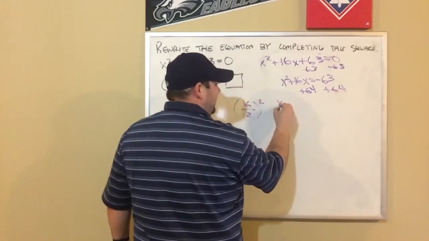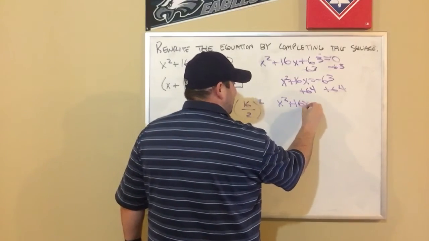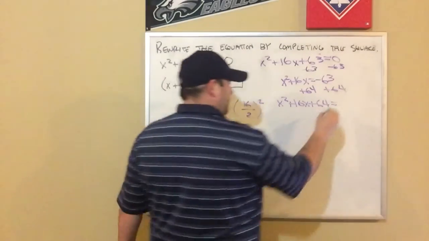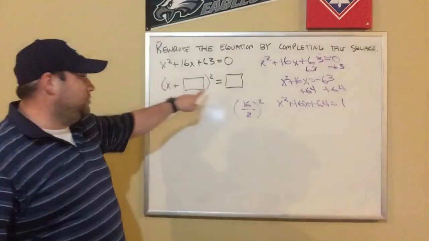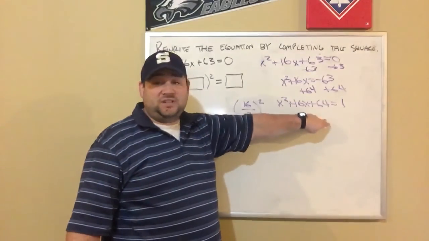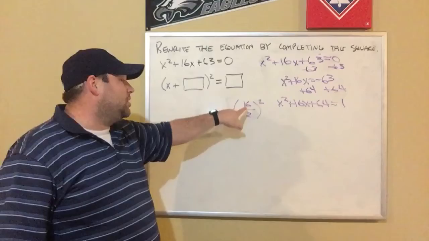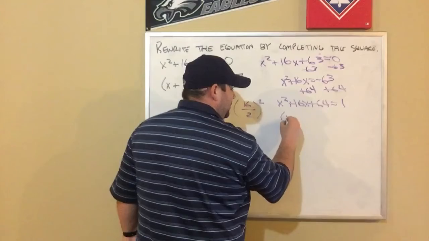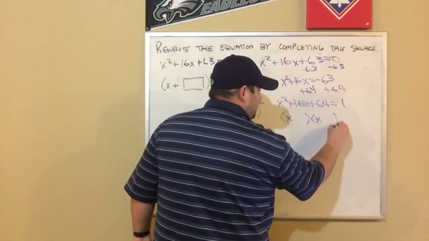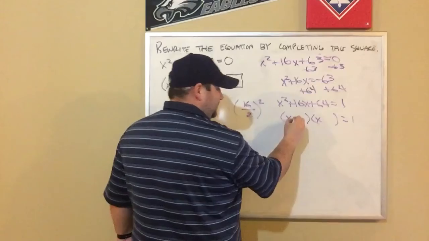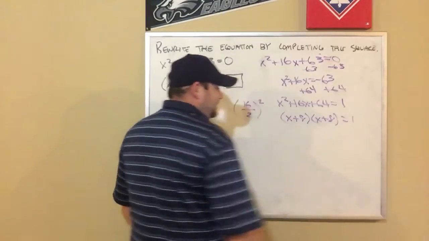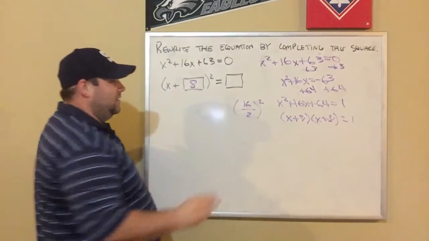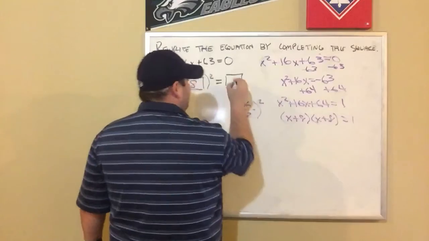So when I do that, I now get x squared plus 16x plus 64 equals negative 63 plus 64, which is 1. Now I've created a perfect square. That was the whole point of taking the b term, dividing by 2, and squaring it. If I factor this, it's x plus 8 times x plus 8, which is the same thing as x plus 8 squared. And over here, we still have the 1, so it equals 1.